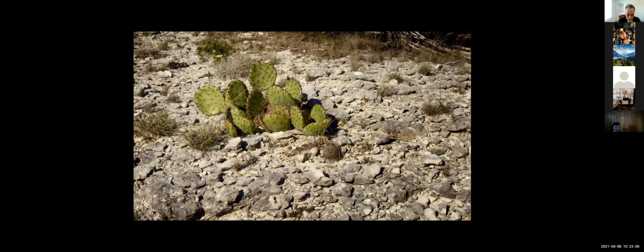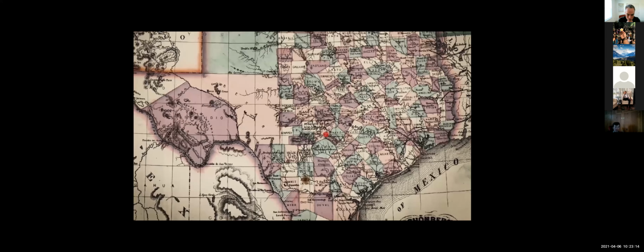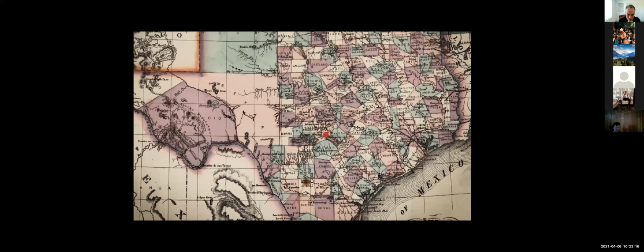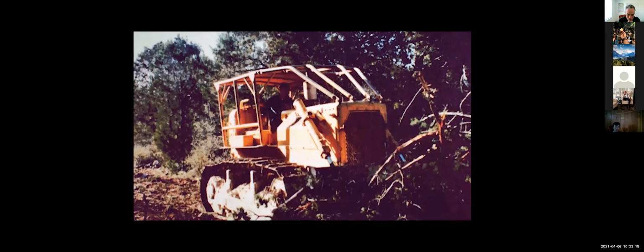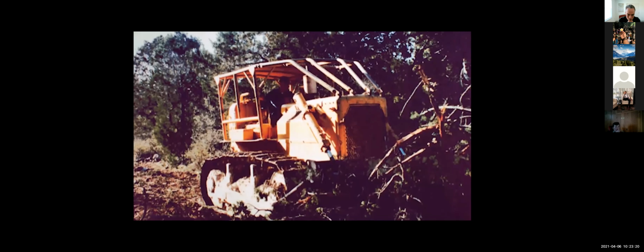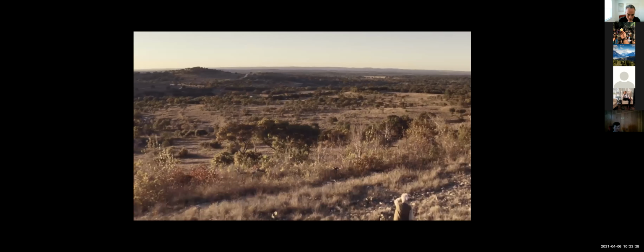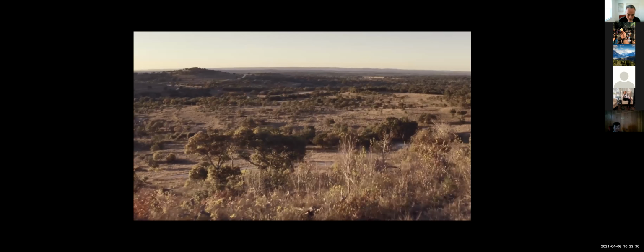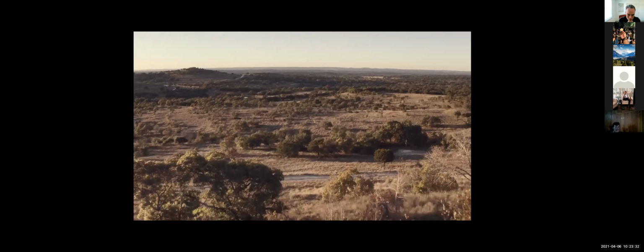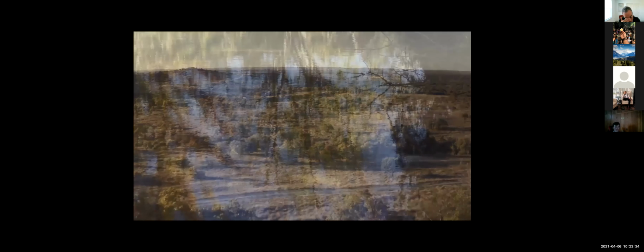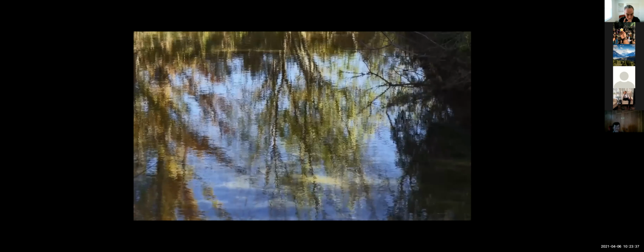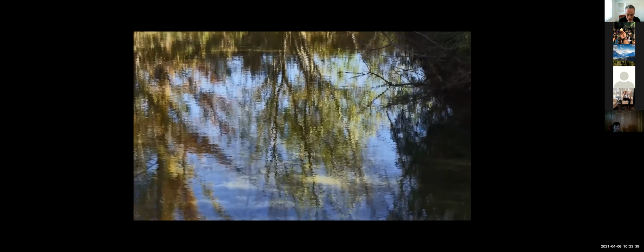My objective was to take the worst piece of land I could possibly find in the hill country of Texas and begin a process of restoration that would change it back to be one of the best, and that has happened right here. By habitat restoration, by working with Mother Nature instead of against her, and that's what we're all about.